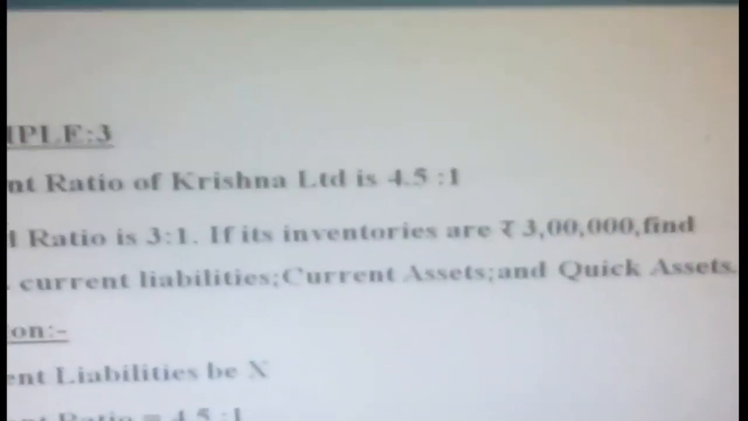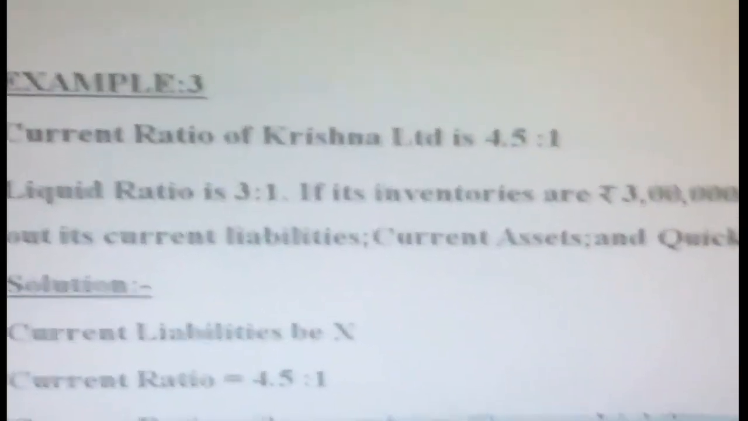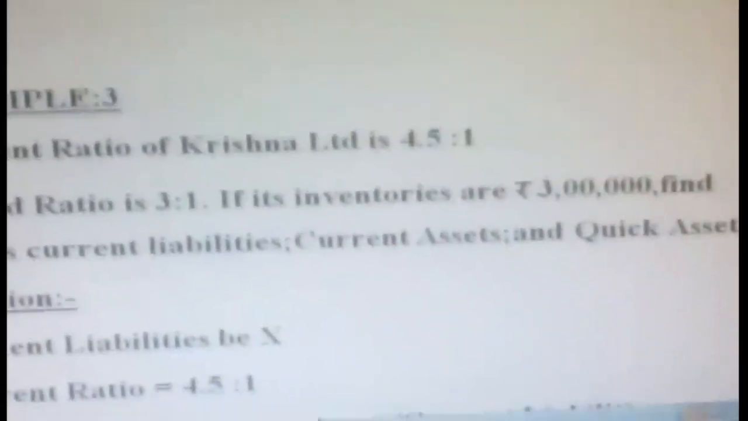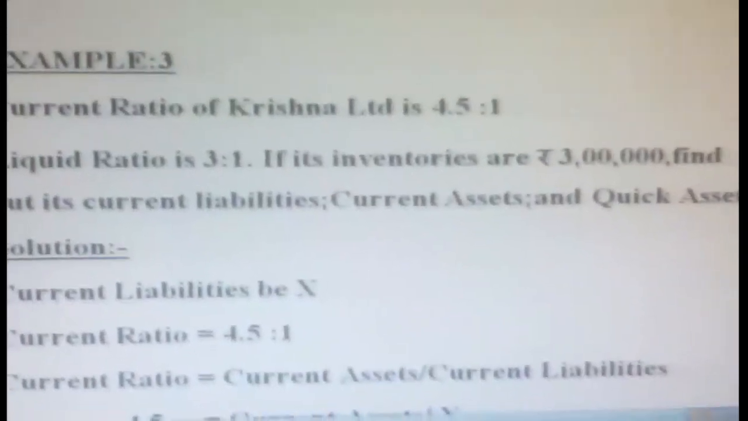The current ratio of Krishna Limited is 4.5:1. Here the ratio is given. Here liquid ratio also they given, 3:1. If its inventories are 3 lakhs, find out its current liabilities, current assets and quick assets. Okay, you are going to calculate in reverse manner. From the available ratios, you have to calculate current liabilities, current assets and quick assets.